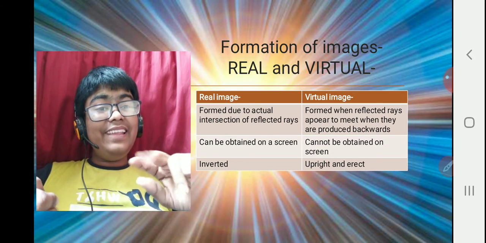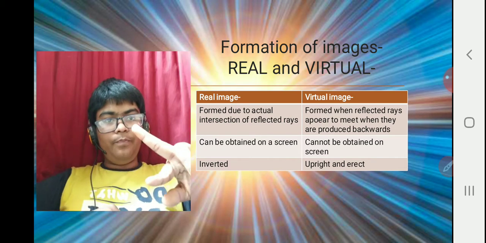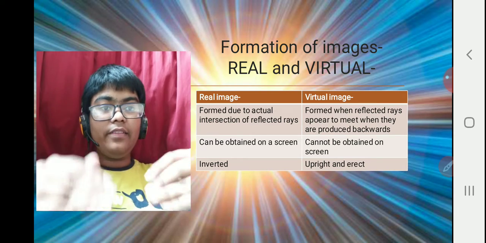A real image is inverted. That means it is upside down, but the virtual image is upright and erect, as you will see.